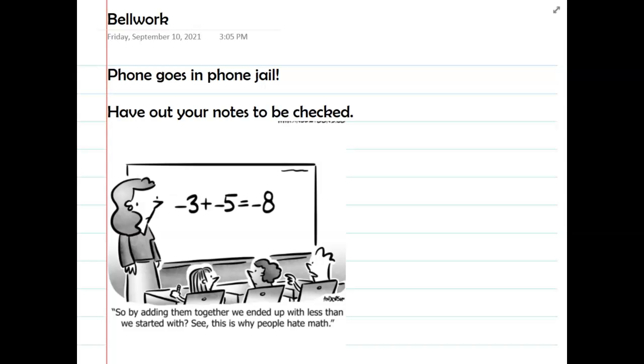My whole projector and everything screwed up. Anyway, I wasted the entire class period trying to figure out how to fix my projector.